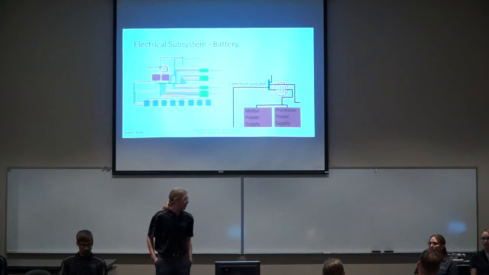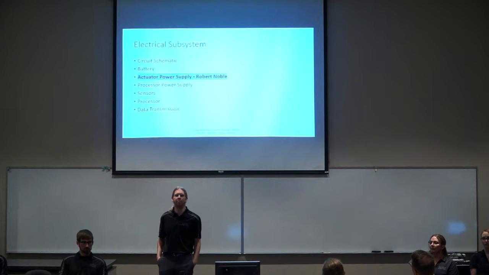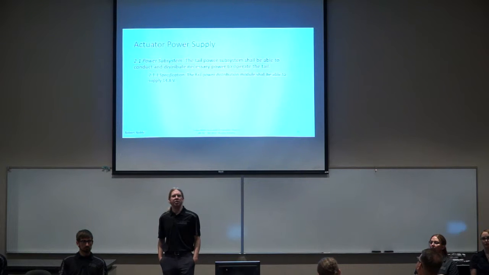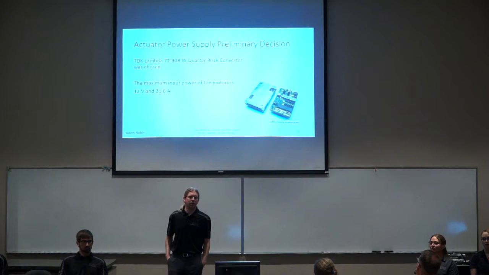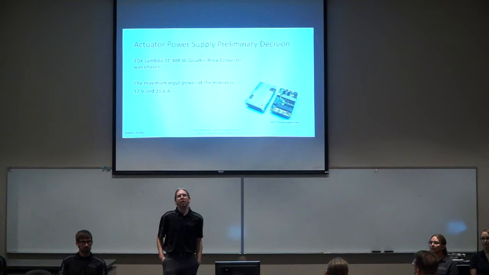As seen in this diagram, the battery is connected from common ground and feeds into the motor power supply and the processor power supply. And now I will talk about the actuator power supply. For the actuator power supply, the tail distribution module shall be able to supply 14.8 volts. To accomplish this, the TDK lambda quarter brick converter was chosen. The motors operate at 12 volts and 21.6 amps. The TDK lambda can provide 21 amps and the 12 volts necessary.